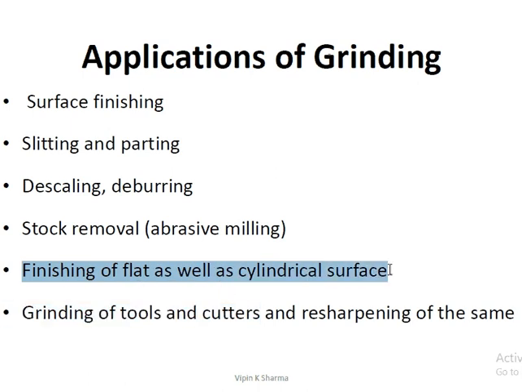Okay, some of the applications of grinding are: grinding process is used to make the surface finishes. It can be used to cut the material, slit or part. It can be used to descaling. Descaling means to removing the layers of carbon or rust from the surface. It is used to deburr the materials. Deburr means burr, fata burrs.